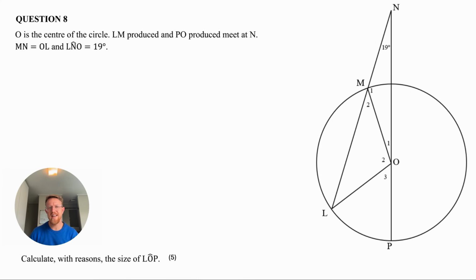O is the center of the circle. LM produced and PO produced meet at N. MN is equal to OL. So that's important: MN has the same length as OL. Those two have the same length. And LNO is 19 degrees. They've shown it to us over there, so that little angle is 19 degrees. Fantastic. 5 marks. Calculate the size of LOP.